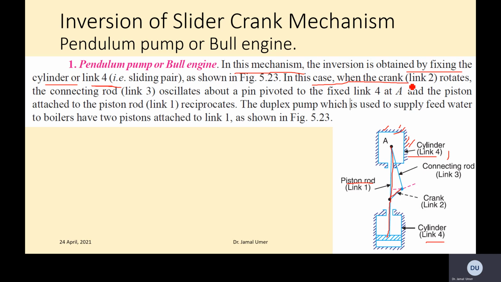In this case, when the crank, link 2, rotates, just imagine it rotating like this, the connecting rod, link 3, oscillates. So when it's rotating like this, of course, this link is just oscillating like this. That's the movement the connecting rod is basically doing. The duplex pump, which is used to supply feed water to the boiler, is used to convert reciprocating motion into a rotary motion.